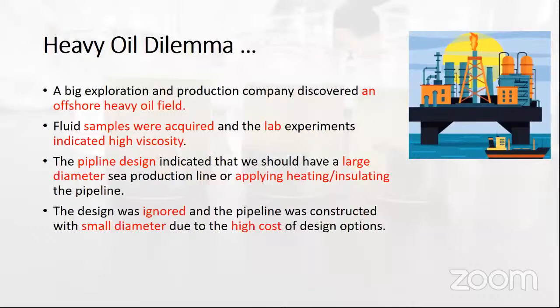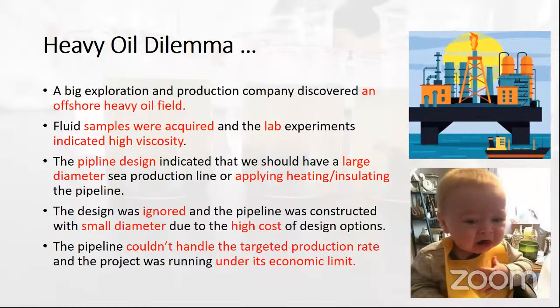So they insisted on having a small diameter production pipeline. When it came to production, and we put the wells into production, the pipeline couldn't handle the targeted production rate. Why? Because pumping this target production rate into this small production line will require an upstream pressure that is higher than the design pressure for this pipeline. And then the project was running under its economic limit.